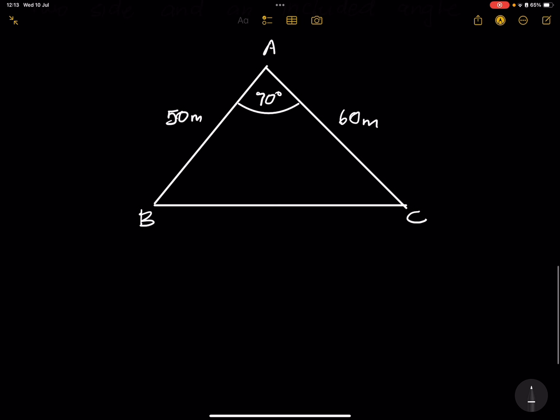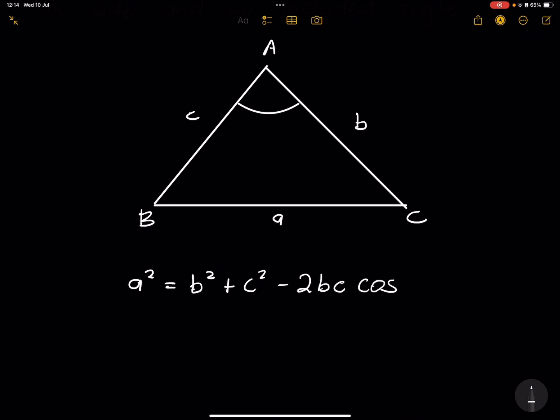Now, what does the cosine rule actually state? Let's take our triangle ABC. This is called small side a, this is small side b, and that would be small side c. So a squared is equal to b squared plus c squared minus 2bc times the cosine of A, which is the included angle.